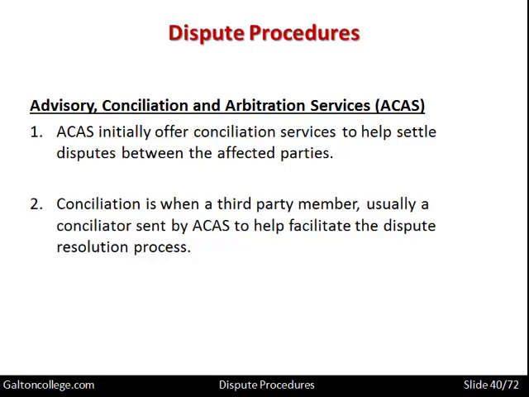This is when a third party, usually a conciliator sent by ACAS, helps facilitate the dispute resolution process. So some sort of conciliator, some sort of trained negotiator will be sent by ACAS to talk to both sides to a dispute, to try and find some sort of way forward, to see if he or she can understand the problems on each side and see if there's a way forward, to try and conciliate, to come between and bring both parties together.